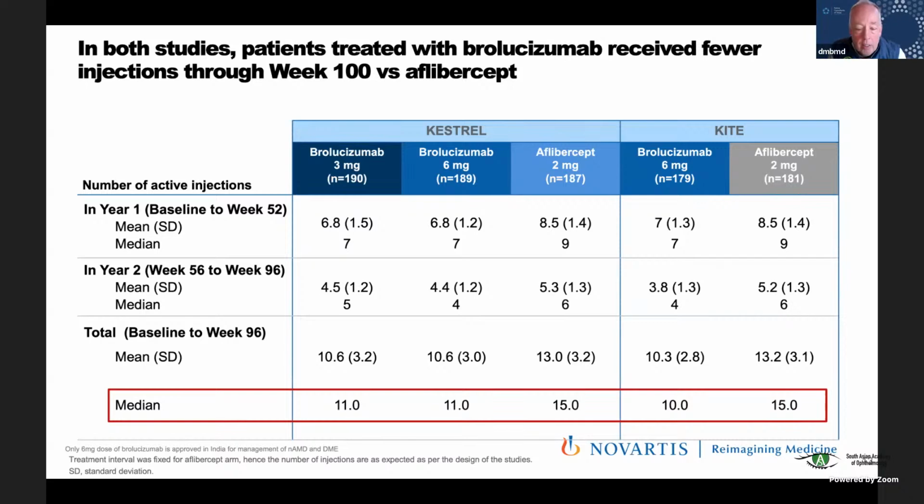Fewer injections by design. Aflibercept got 15, and Kite patients got an average of 10 over the 2 years, and 11 in Kestrel. That's with 5 loading doses, and that was our protocol, and we stuck to it in clinical practice. I don't think every patient needs 5 loading doses. If they're dry, I extend from the beginning.